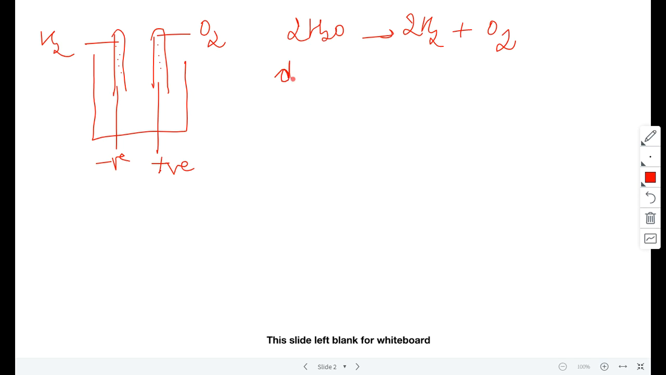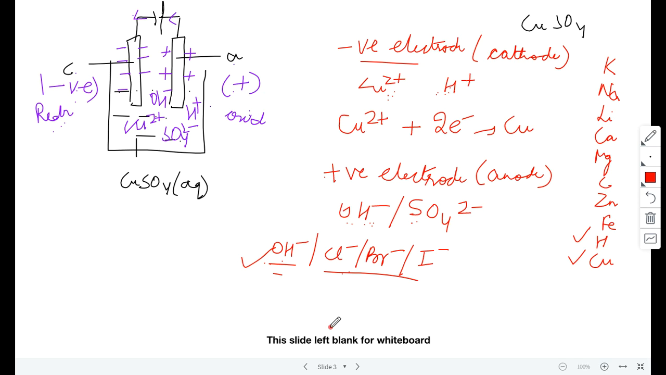Why do we add a small amount of dilute acid? Because we are supposed to decompose water. This is decomposition, but I told you in the starting, I think it is in the third slide, I'll just see.